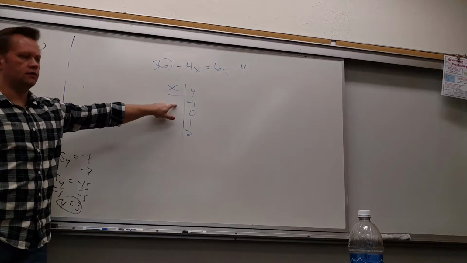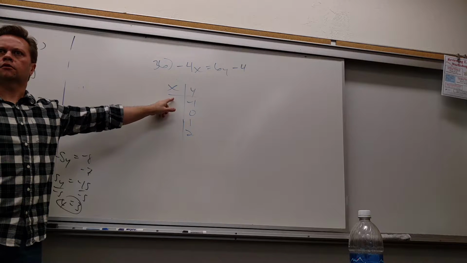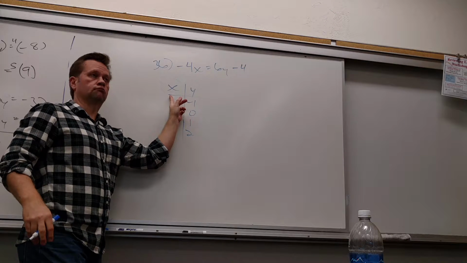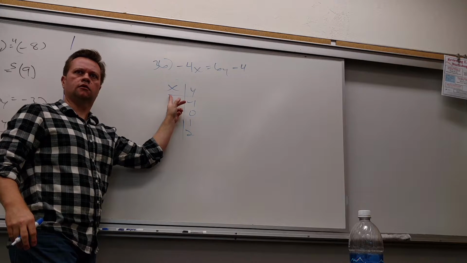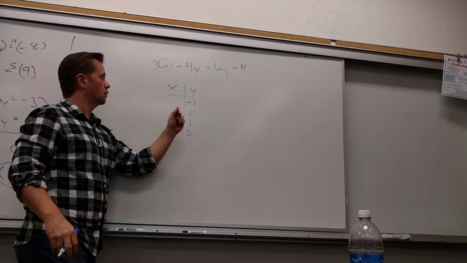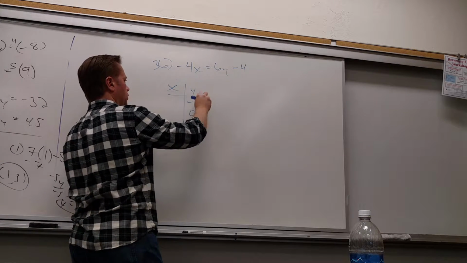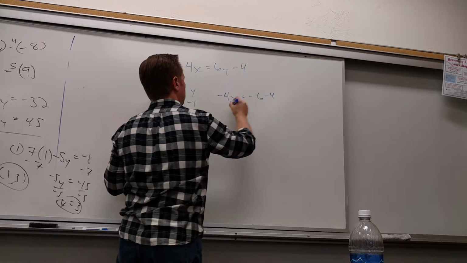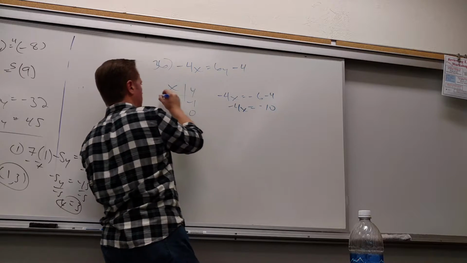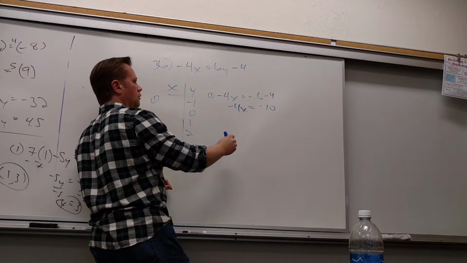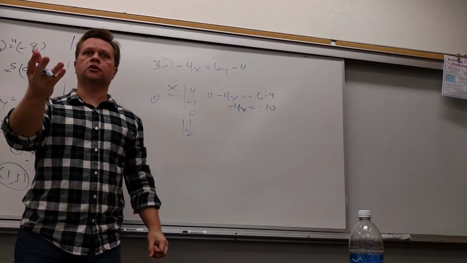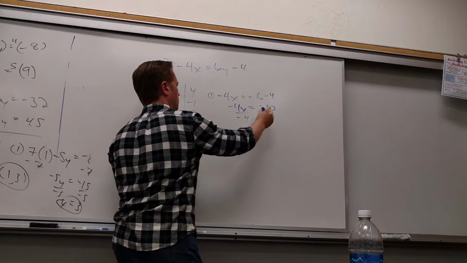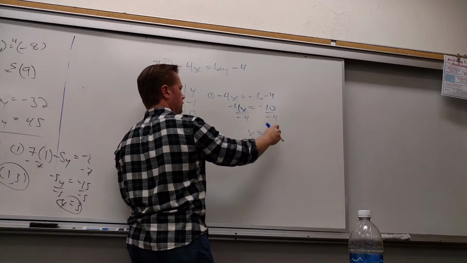Alright, so how would I find this? Help me out, Nathan. Where do you have trouble with this? Negative 4x equals negative 10. Alright, let me catch up to you. So when you plug a negative 1 into y, you get negative 4x equals negative 6 minus 4. So negative 4x equals negative 10. Okay. To get the x by itself, you have to divide by negative 4. So x equals what? Reduce this.